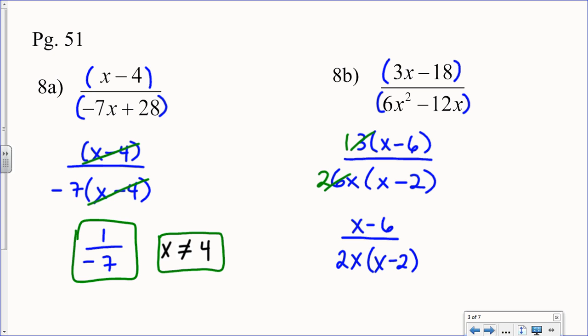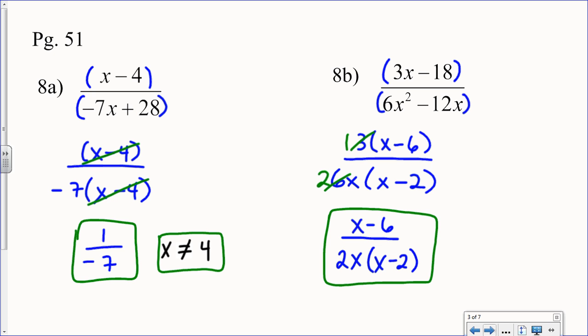You can put the parentheses around the x minus 6, but remember those are understood. If it's just a single expression, you don't have to put the parentheses. Leave it in factored form. There's no need to distribute your 2x in the denominator. Leave it in factored form.